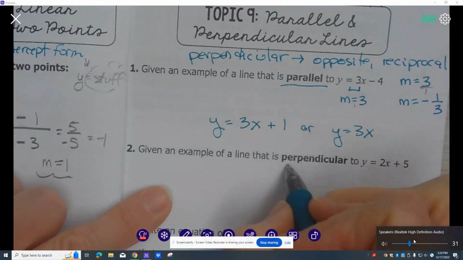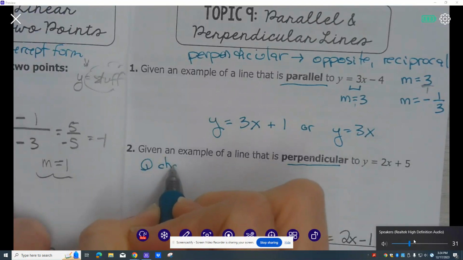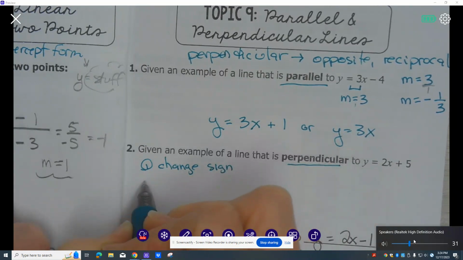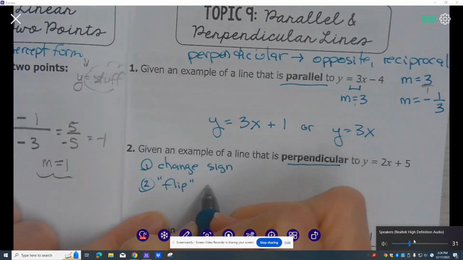Okay, now perpendicular. Remember, 2 things have to change. So write this in your notes. Number 1, change sign. And number 2, flip. That's actually take the reciprocal. Flip the slope.